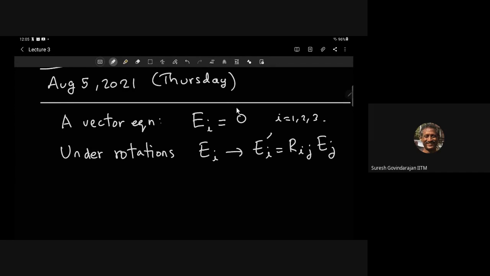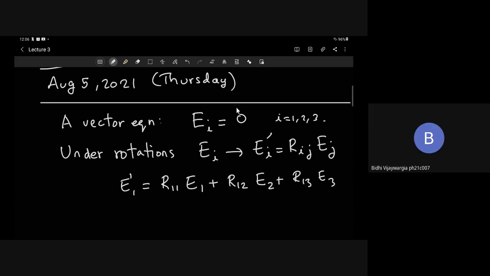So in particular, let's look at E_1 prime. What is that equal to? R_11 E_1 plus R_12 E_2 plus R_13 E_3. Isn't the right hand side a linear combination of E_1, E_2 and E_3, those three equations? That's the mixing I was talking about. Under rotations, E_1 prime is not E_1. It's some constant times E_1 plus another constant times E_2 plus another constant times E_3. Is this clear? Yes, sir. Thank you.